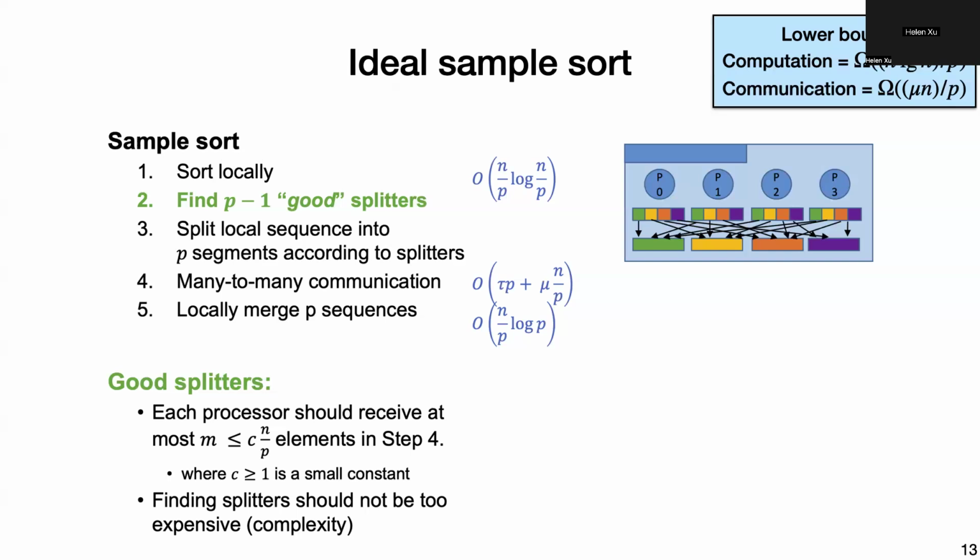Make sense? The communication cost of prefix sum is, well, for one, 1 element per processor. So that's just log p, I guess log p times tau, but tau log p is less than tau p.